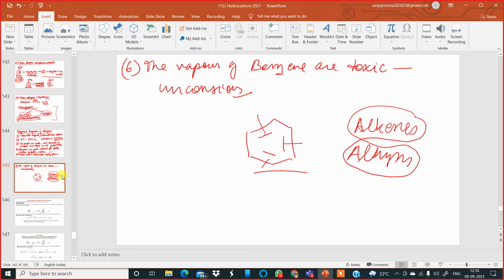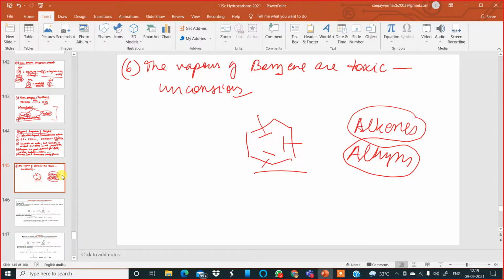Now we can perform the chemical reactions on benzene by providing certain temperature, pressure, and use of a catalyst. Then only the reactions are possible. Normally, we know benzene undergoes addition reactions. They can also undergo substitution reactions normally. These are the main reactions which are undergone by benzene.